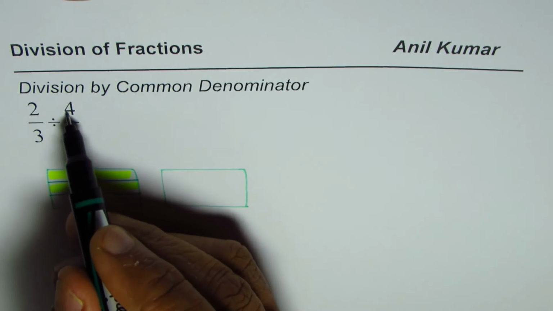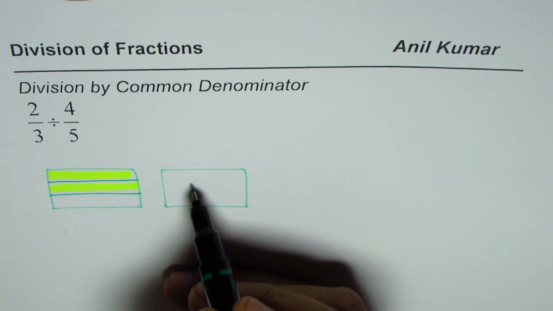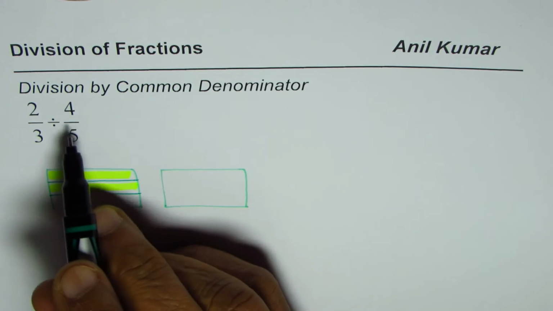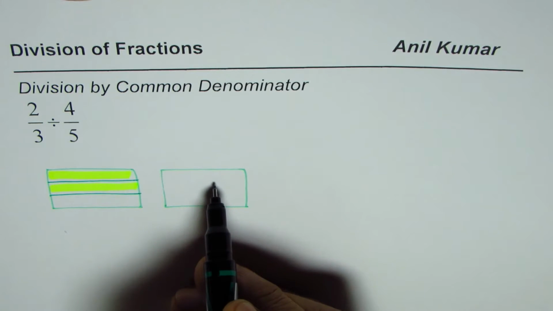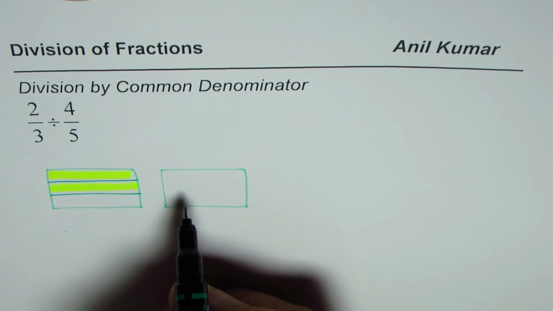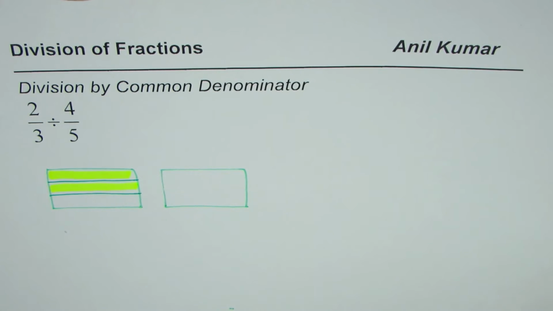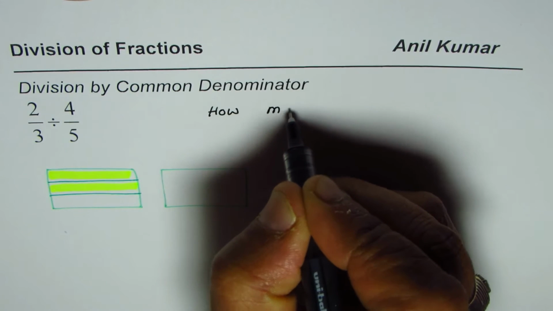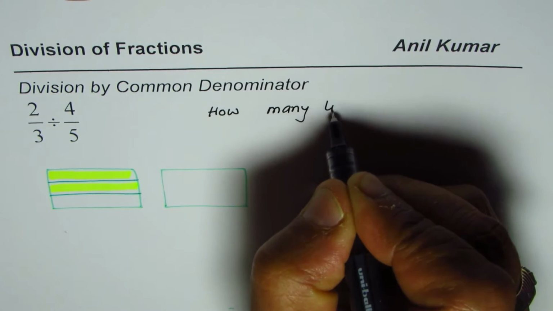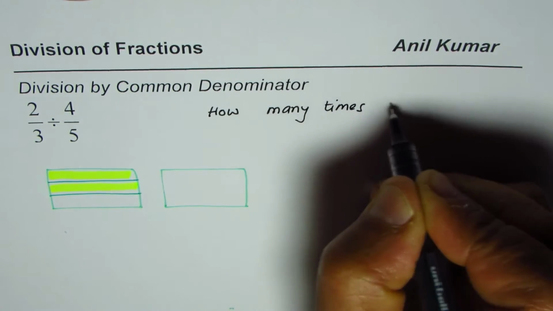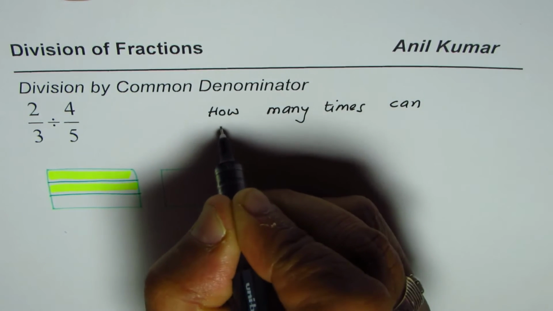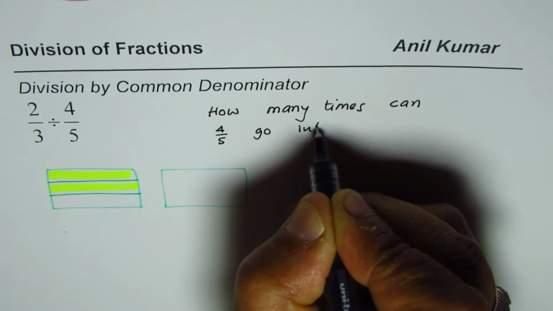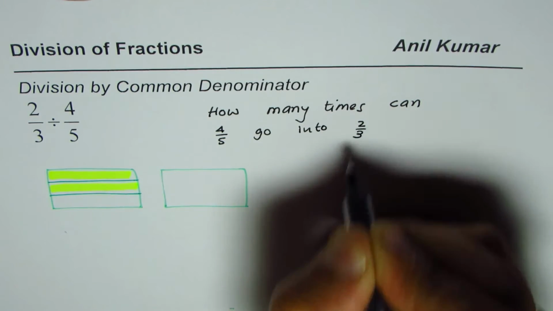Okay, now it is 4 over 5. Now here we are going to divide it into 5 columns and select 4 out of them. And then our question will be, how many times? We'll answer the question, how many times can 4 out of 5 go into 2 over 3.